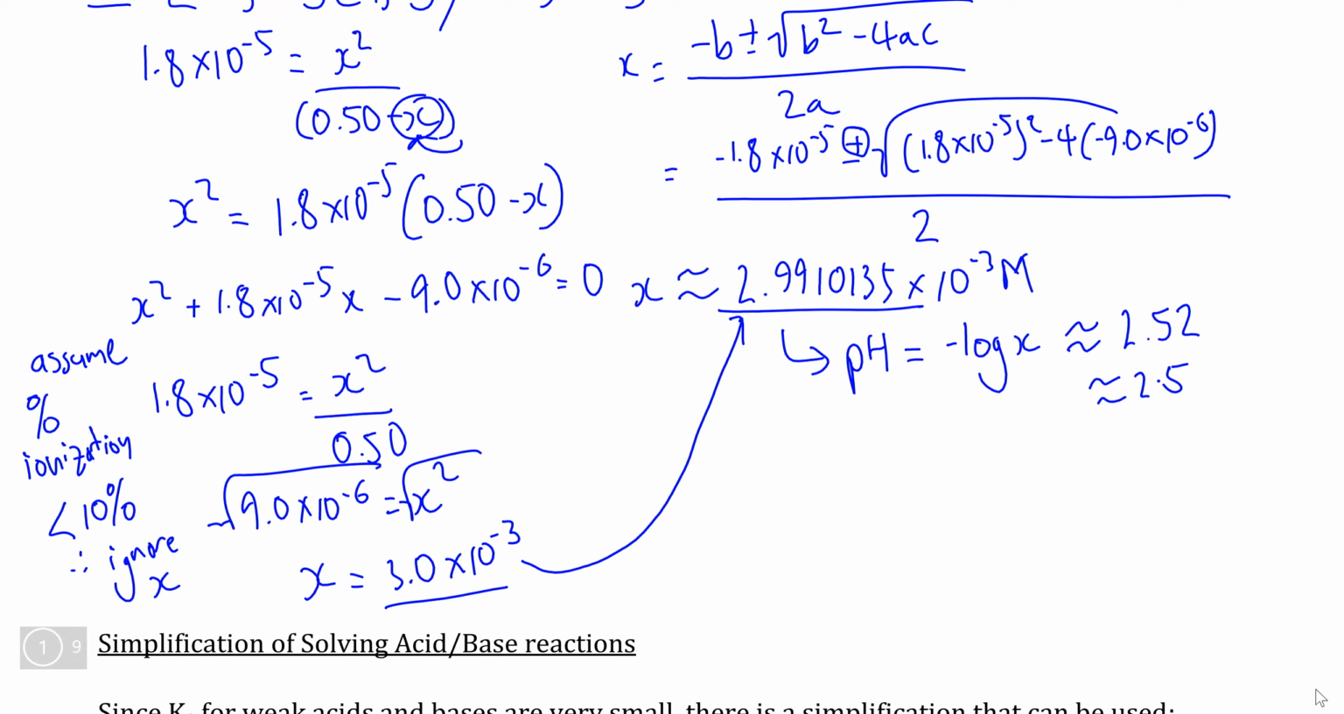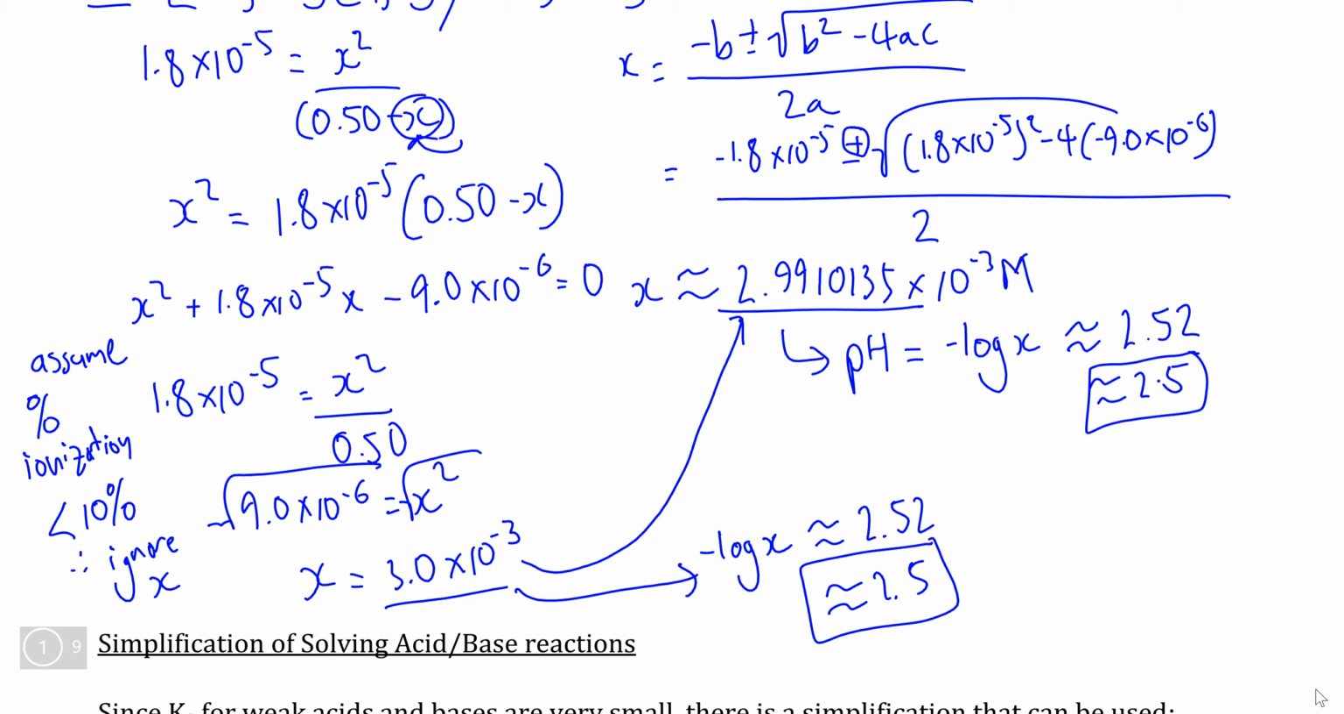2.991 is effectively equal to 3. And if you take the negative log of x in this case here, you'll find that you actually end up with a pH of 2.52, which is approximately equal to 2.5 as well. And we see that there is no significant difference in the pH of both whether we did the equation using the quadratic formula with no simplification or whether we made this simplification here. And this shows that our assumption of ignoring x because it doesn't make a significant difference works here.